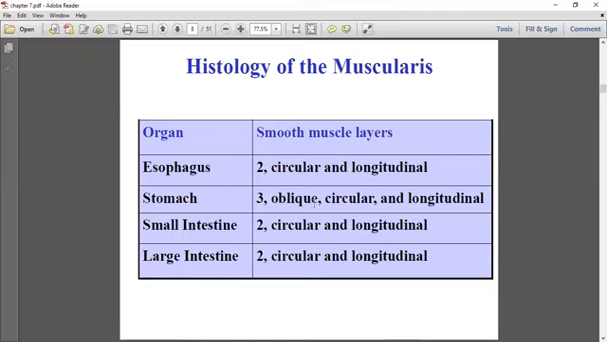Stomach has 3 layers of muscular tissue or muscularis, circular, longitudinal in arrangement, as well as oblique, the 3rd pattern or layer of muscularis. Small intestine, large intestine, like esophagus, composed of 2 layers, and both have circular, which is the inner, and the outer is longitudinal in arrangement.